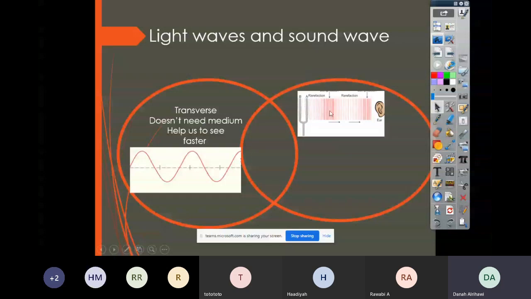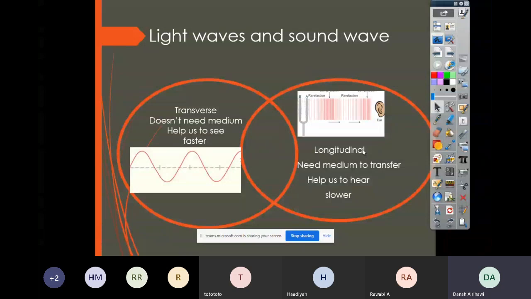And which type of wave? Transverse or longitudinal? Darling, this is transverse. And this is longitudinal, when I have far apart and compression. Far apart and compression. We call this one longitudinal. Okay?